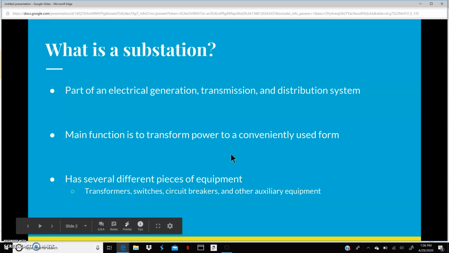So, first of all, a substation is part of an electrical generation, transmission, and distribution system. The main function of a substation is to transform power to a conveniently used form for household use, for example. There are many different types of equipment in a substation, like transformers, switches, circuit breakers, and other auxiliary equipment that I will talk about later.